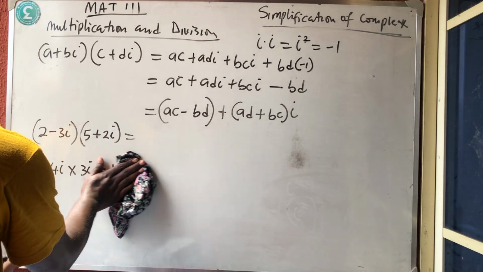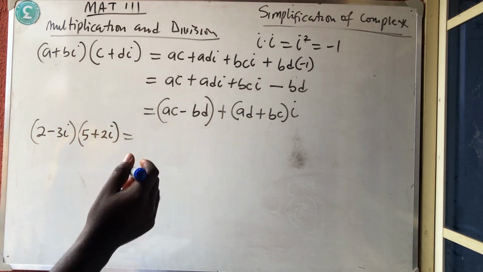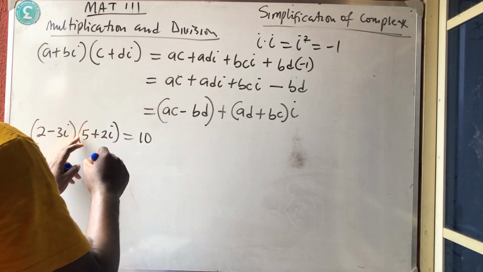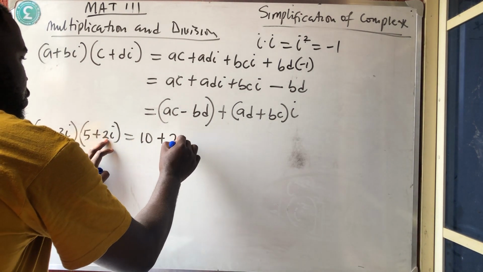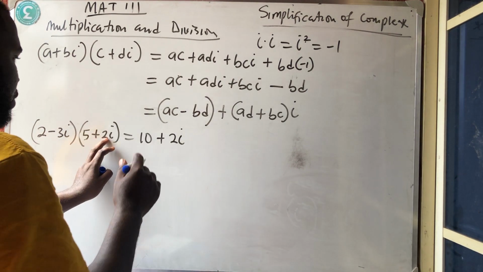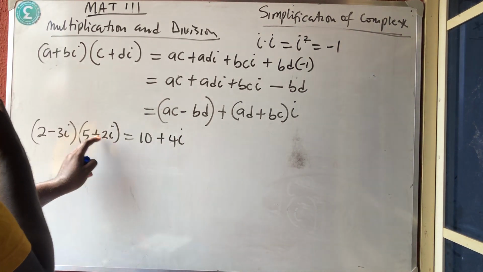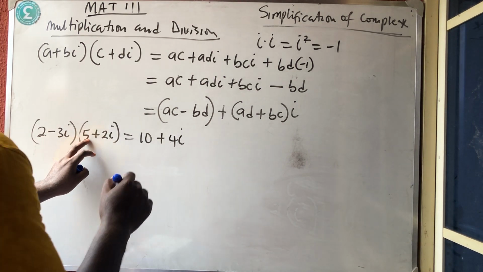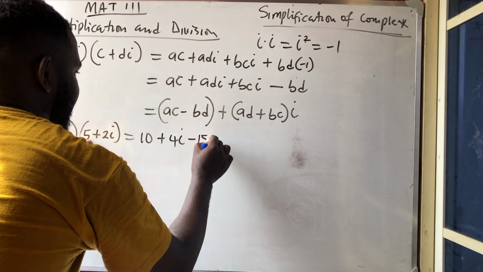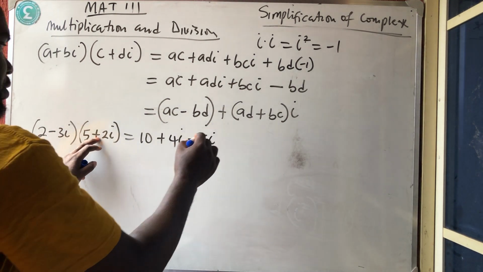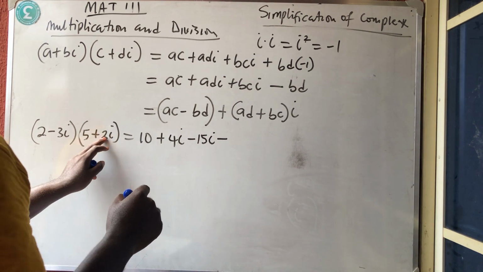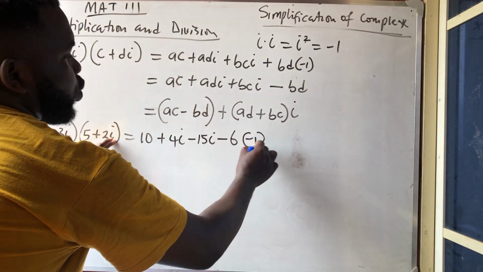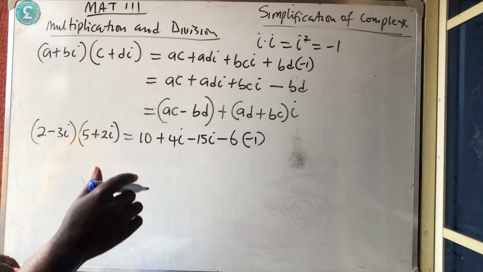Don't forget this one before I leave the small one and move to the complex one. So let's go. We multiply everything first. 2 times 5, 10. 2 times 2i, 4i. I'm done with 2. I'm now moving with minus 3i. Minus 3i times 5 will give you minus 15i. Minus times minus 3 times 2, 6. i times i will give you minus 1. I told you that anywhere i times i is minus 1.